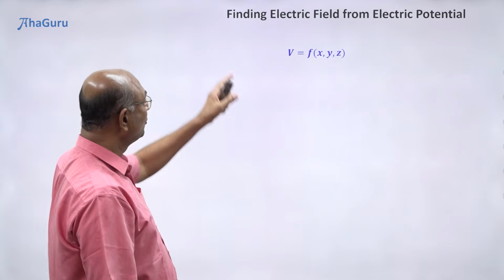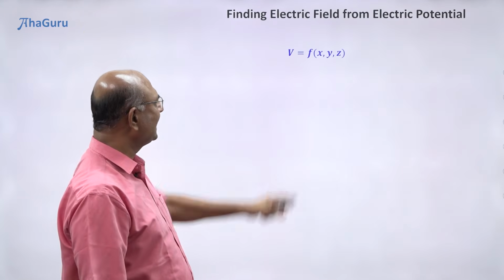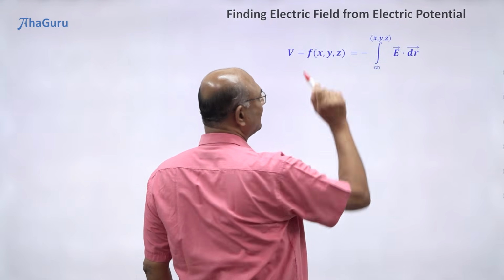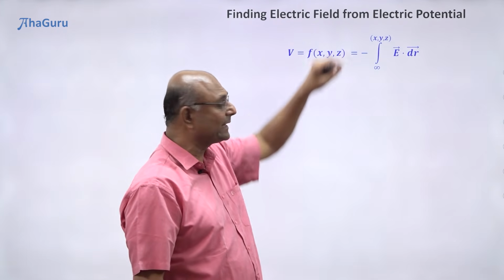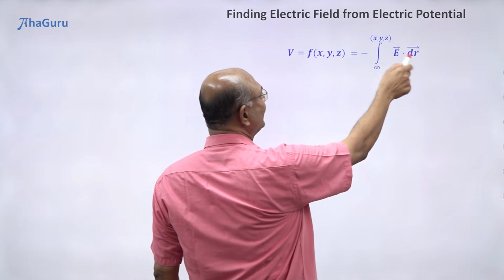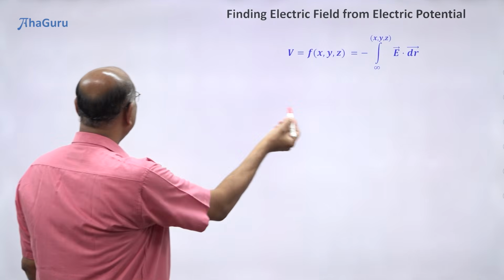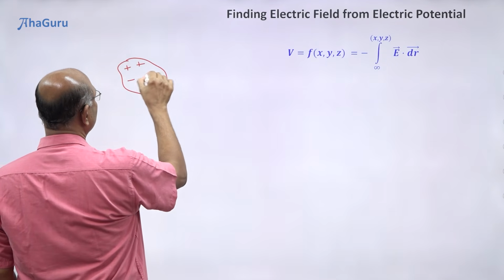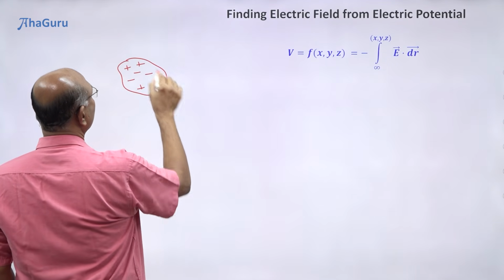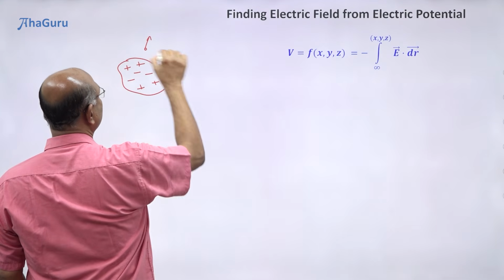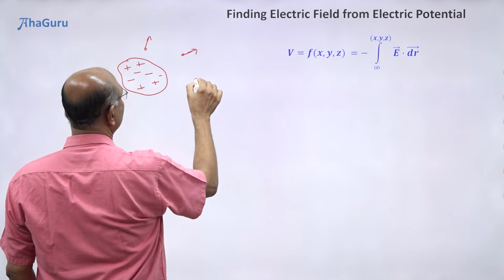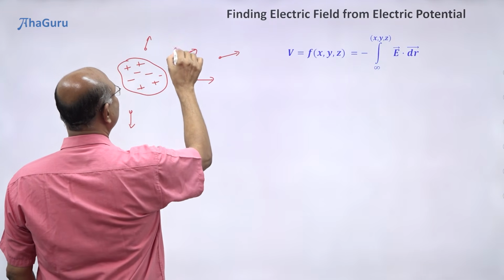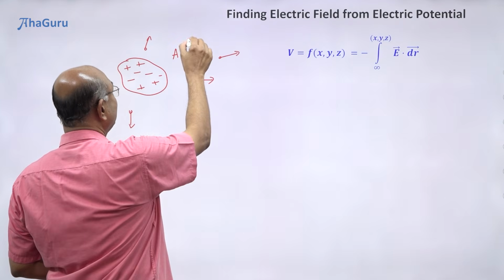What formula? You know that if I'm given potential as a function of x, y, z, you can write that as an integral from infinity to this point, x, y, z, of E dot dr, of course with a minus sign. What is the situation here we are talking about? Basically, if I have some charge distribution, at every point it produces an electric field. So if I take this point A, I have an electric field here.